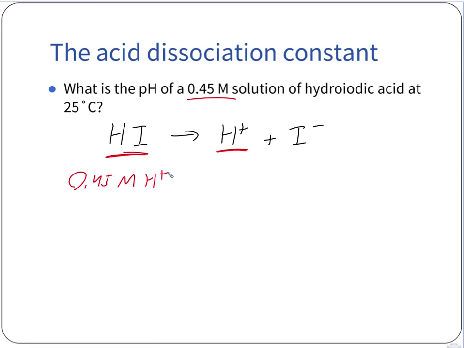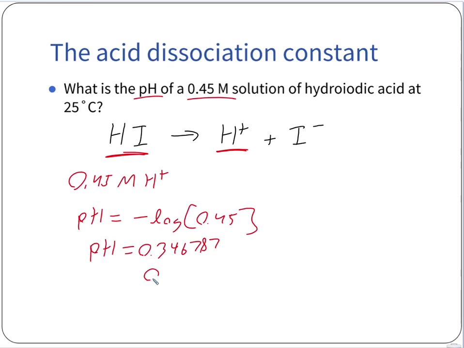ions. And so if that's the case, finding the pH is relatively simple, because pH is just going to be the negative log of our concentration, 0.45 for our hydrogen ions right here. And then it's just a matter of plugging that in. When you're doing this, I end up getting a pH of 0.34678. I guess rounded to sig figs would be 0.35. So 0.35 is going to be the pH of our substance here.